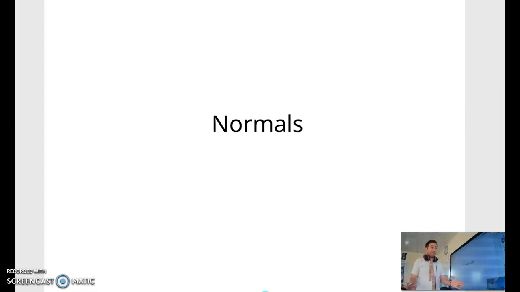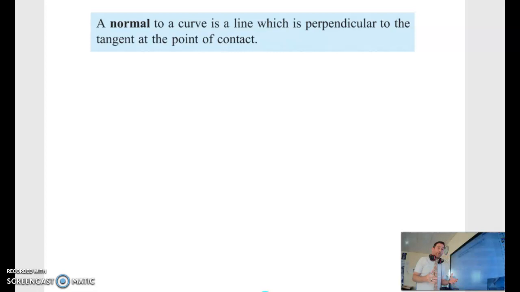Hey maths fans, we're looking at calculus, the topic of differentiation, and we're into normals. This comes very closely linked with finding tangents. So you need to know how to find tangents, or the gradient of a curve at a given point. Now normals link very closely with that. Let's see what normals are.